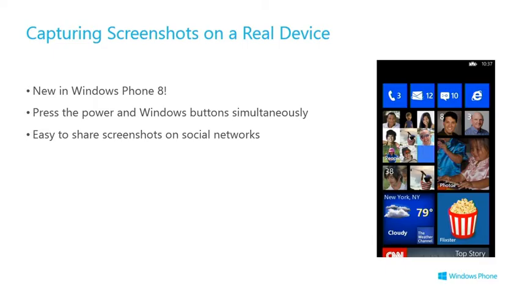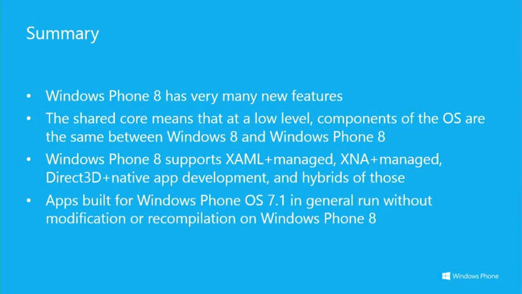And then on the real device, not to be outdone by the emulator's extra special tools, you can do it on a real device. If you just hold the power button and the Windows button down at the exact same time, voila, you get a screenshot. It's saved as a PNG or something like that. Then you can share it, or use it for your own purposes. You could overshare on social networks, like Andy is so apt to do.